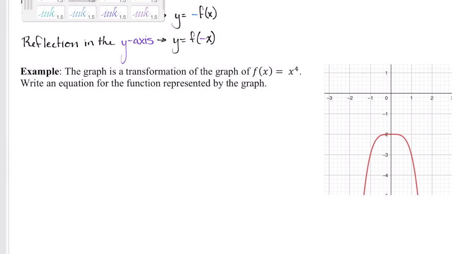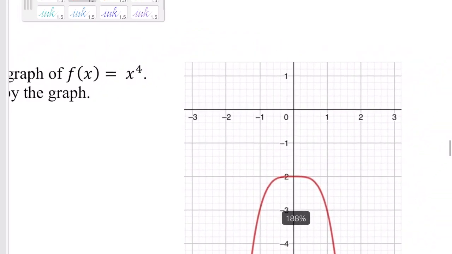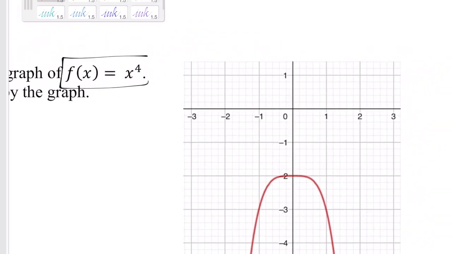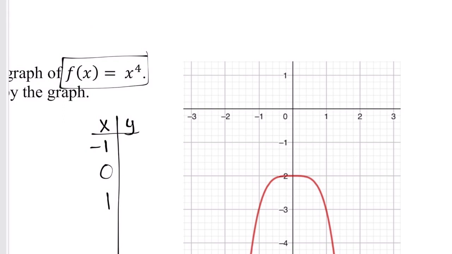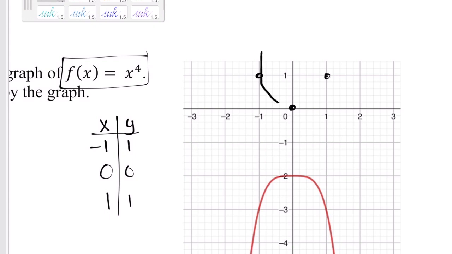So here we have the function f of x equals x to the 4th power, and they want us to write the equation for the function represented by the graph. Normally this is our parent function, so typically we would use -1, 0, and 1. If I use something like 2 or higher, it's going to be quite large, 16, and that's not something we can really graph. So we would use -1, 0, and 1. Our original graph is going to look kind of like a parabola, but a bit flatter. This is how the graph should normally look, approximately.